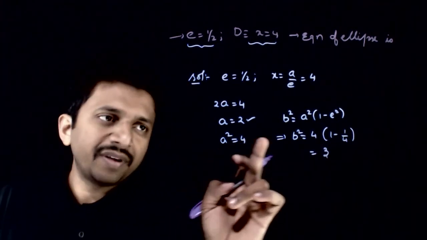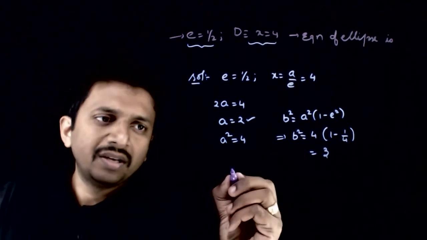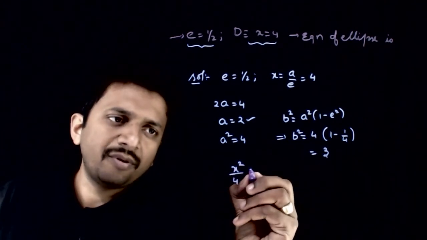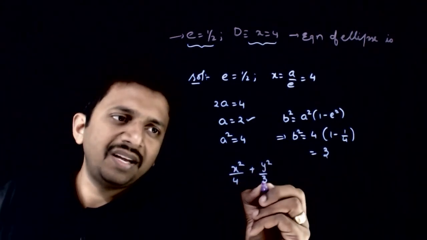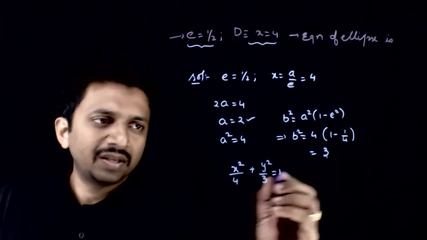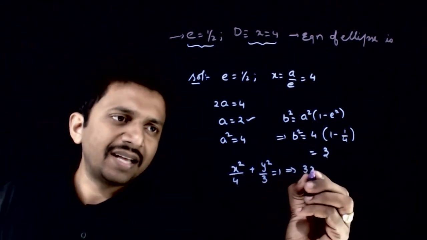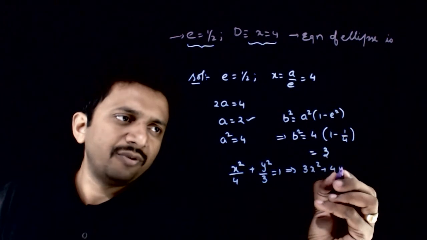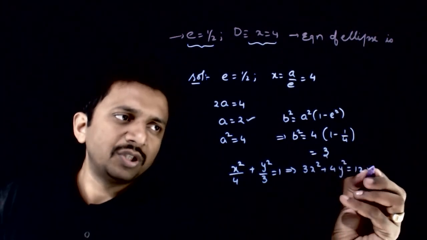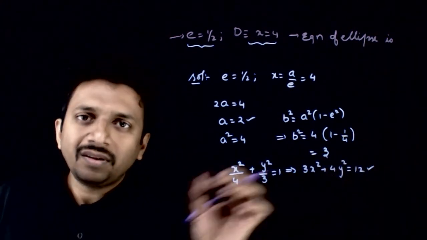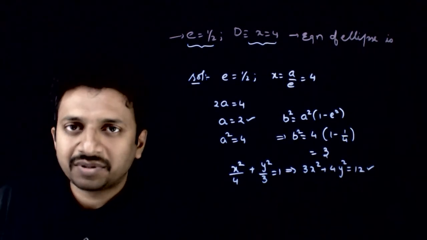So you have the value of a square, you have the value of b square. So the equation is x square by 4 plus y square by 3 is equal to 1. And this implies 3x square plus 4y square is equal to 12. So this will be the equation of the required ellipse. Thank you.